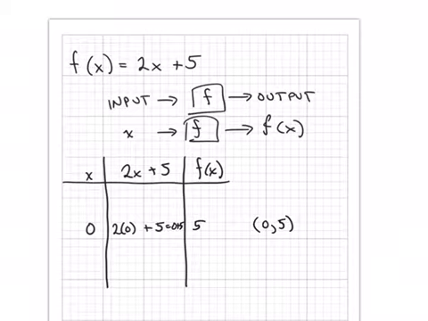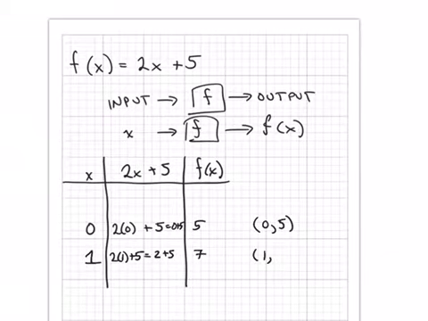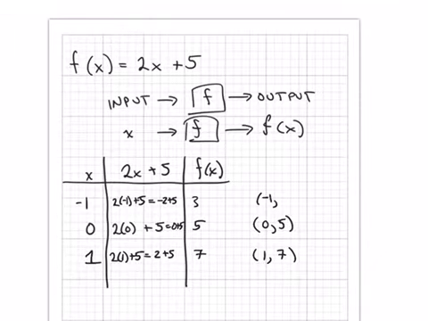Or if I were to plug in the number 1 for the variable x, it would become 2 times 1 plus 5 equals 2 plus 5. So plugging in 1 gives out 7, so input 1 matches with output 7. Or I could go in the negative direction, which would give me 2 times negative 1 plus 5, and that gives me negative 2 plus 5 for 3, so input of negative 1 gives me output of 3.